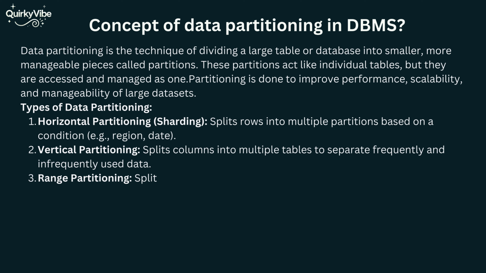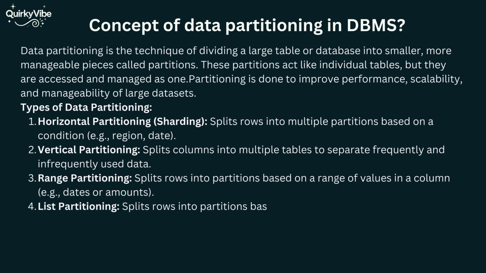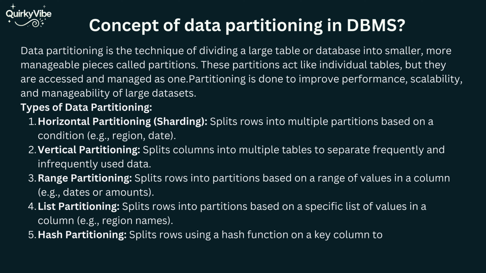Range partitioning, splits rows into partitions based on a range of values in a column, e.g., dates or amounts. List partitioning, splits rows into partitions based on a specific list of values in a column, e.g., region names. Hash partitioning, splits rows using a hash function on a key column to distribute data evenly.